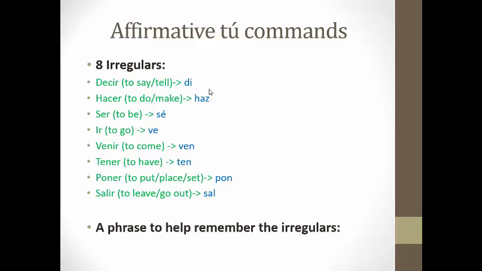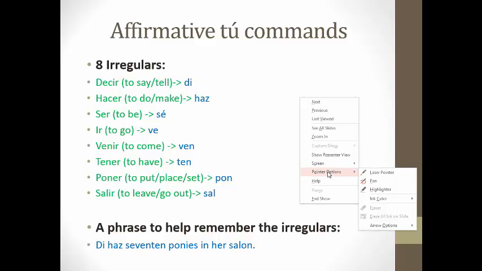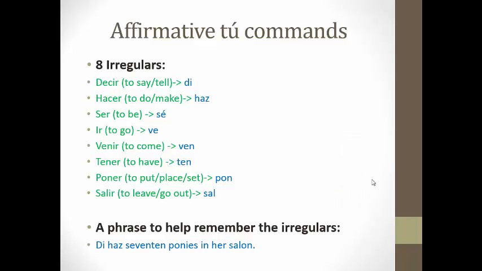Okay, so there's 8 of these irregulars, and I have a helpful phrase that will allow you to easily memorize these verbs. That expression is, Dee has 17 ponies in her salon. Now, I realize that there are some spelling errors here, and that is on purpose. Okay, let's see how you can fit all 8 of these irregulars into this phrase. Okay, so D, and then you have has 17. So there's 4 in here.